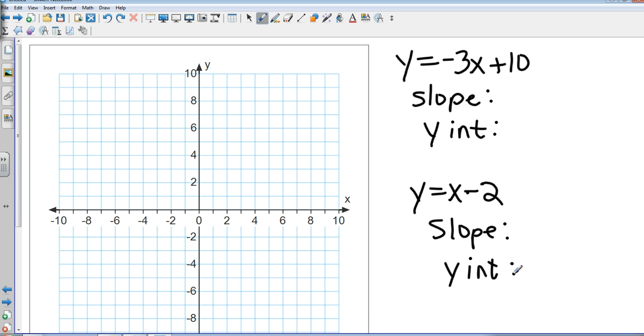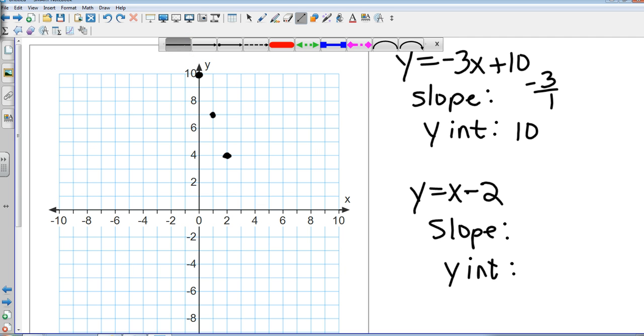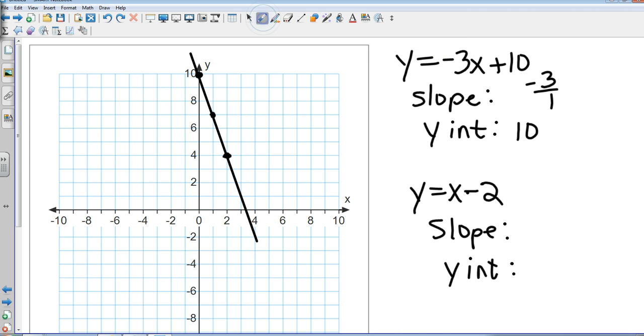Okay, first one has a slope of negative 3 over 1 and a y-intercept of 10. So I've got a 10 on my graph, so let's go to 10 as the y-intercept. And my slope tells me to go down 3 and to the right 1. Down 3, to the right 1. So I'm going to graph this line, look just like that. Okay, so I'm partway there.